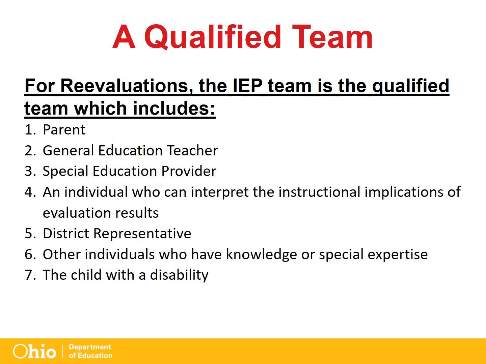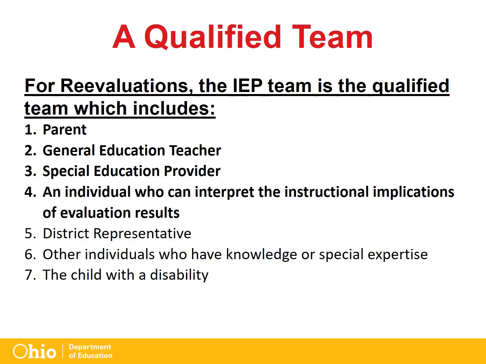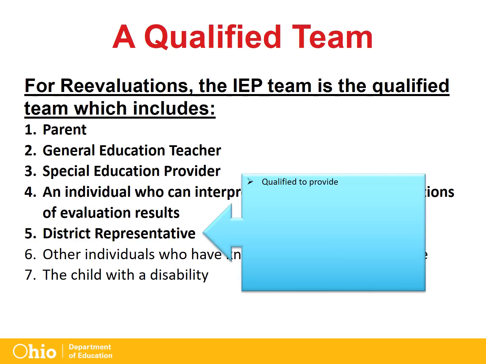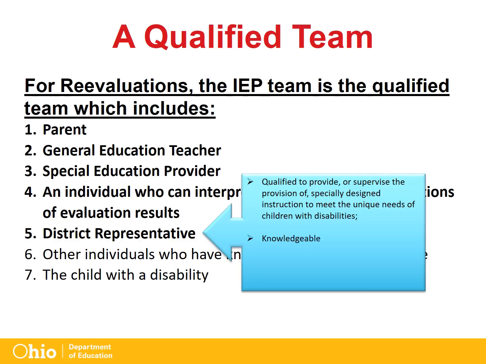For reevaluation, the IEP team is the qualified team, which includes: number 1, the parent; 2, general education teacher; 3, special education provider; 4, an individual who can interpret the instructional implications of evaluation results; number 5, a district representative who is qualified to provide or supervise the provision of specially designed instruction to meet the unique needs of children with disabilities, knowledgeable about the general education curriculum, and knowledgeable about the availability of resources of the school district.